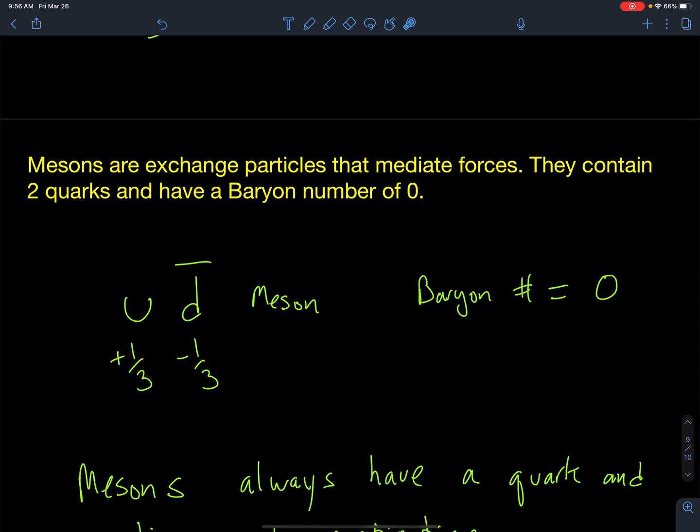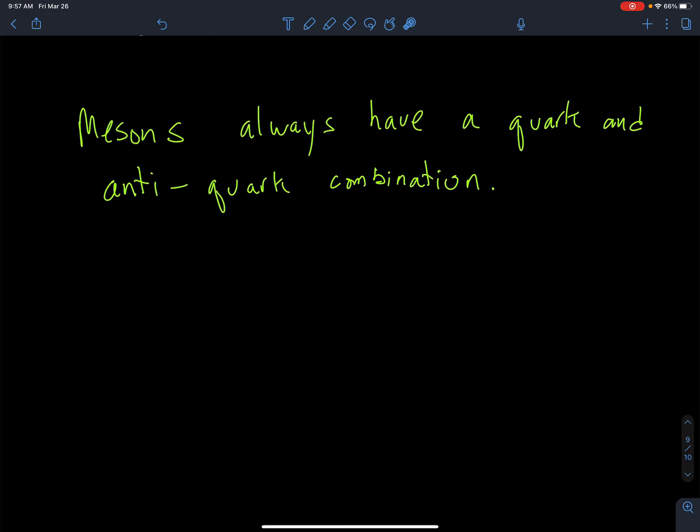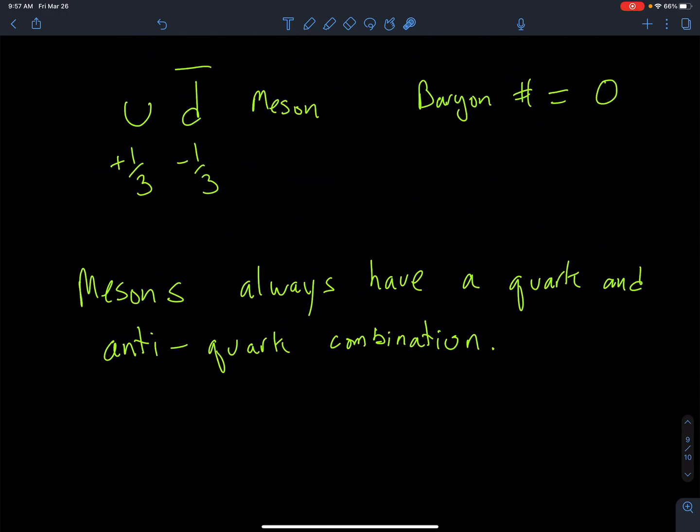Okay? So all mesons, all force mediating particles, contain 2 quarks, a quark and an anti-quark combination. Mesons always have that combination, all right? And their baryon number has to be 0. All right, we'll continue with reactions in a second.